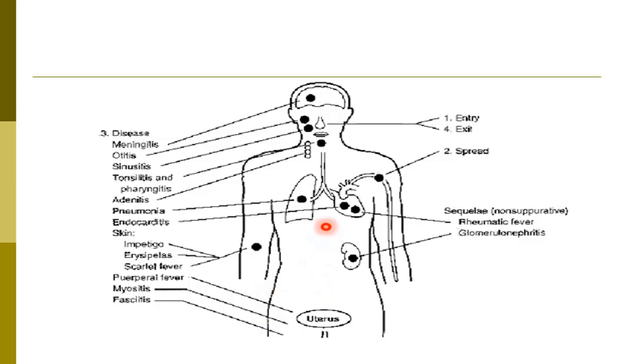In addition to that, there are two very important streptococcal sequelae: acute glomerulonephritis and rheumatic fever. These are two streptococcal diseases, non-suppurative, caused by Streptococcus pyogenes. Both of them are autoimmune diseases caused as a sequelae of Streptococcus.